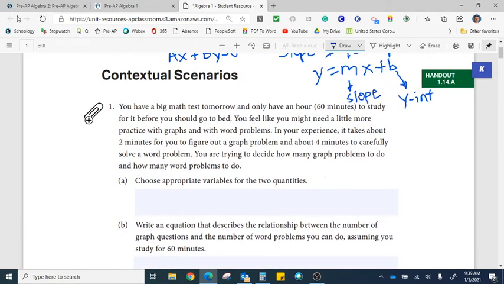So let's go ahead and read through the question and see if we can figure out how to solve these problems. It says, you have a big math test tomorrow and only have an hour, 60 minutes, to study for it before you go to bed. I always like to underline numbers, whether they're useful or not, we'll decide. It says you feel like you might need a little more practice with graphs and with word problems. In your experience, it takes about 2 minutes to figure out a graph problem, and 4 minutes to figure out a word problem. So you are trying to decide how many graph problems to do and how many word problems to do. That's our question right there.